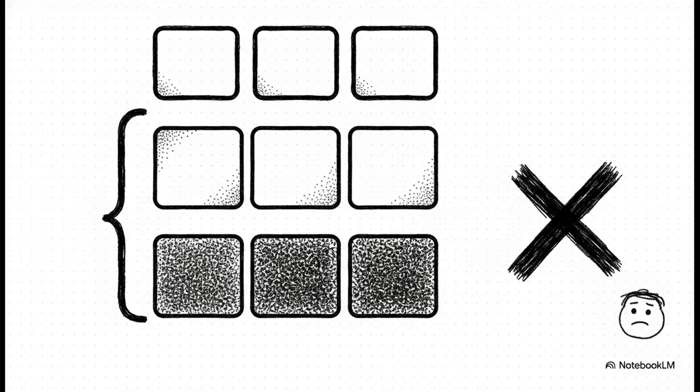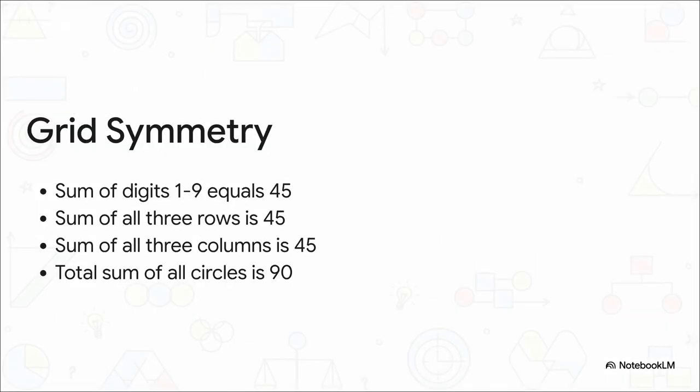It is mathematically impossible. And here is the real kicker, the hidden symmetry governing these valid grids that the characters Kishore and Vidya figured out. If you add up the digits 1 through 9, the total is exactly 45. That means the sum of your 3 rows must equal 45, and the sum of your 3 columns must equal 45. Therefore, the grand total of all those yellow circles around any valid grid will always be exactly 90. It is just this gorgeous hidden mathematical balance governing the whole puzzle.